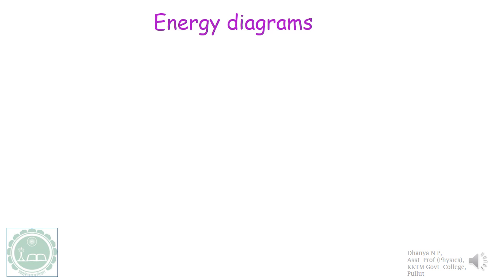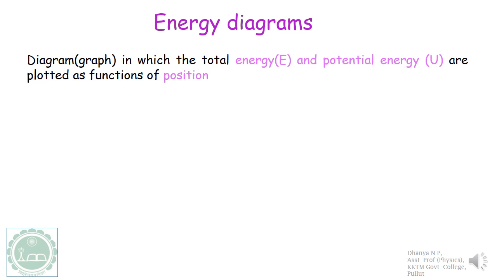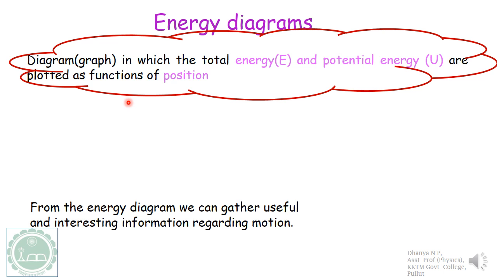An energy diagram is nothing but a diagram in which the total energy E or the potential energy U are plotted as functions of position. From the energy diagram we can gather useful and interesting information regarding motion, whether it is bounded motion or unbounded, whether it is in equilibrium. All these things can be understood from the energy diagram.